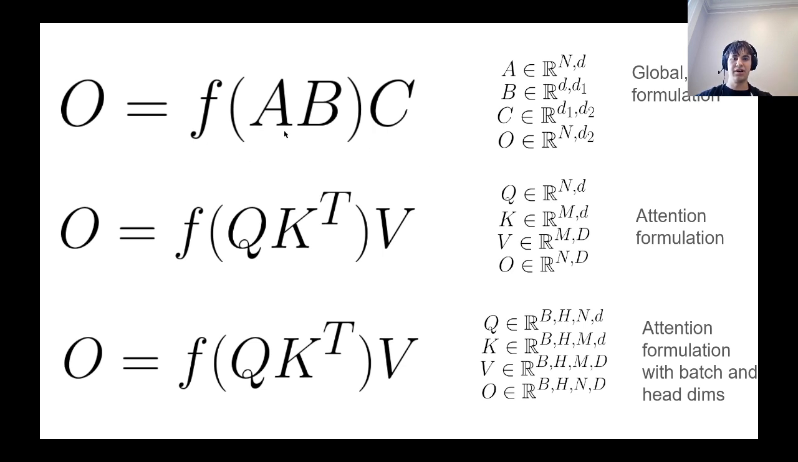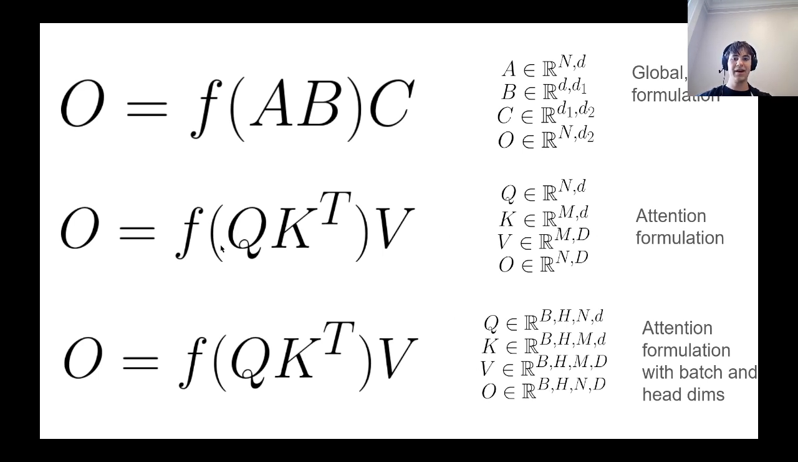Attention in its most general form is a function on this inner product of two matrices. You have this A matrix and this B matrix, you do an inner product on those, and then you do another inner product on C. So it's just two matrix multiplications, where the first has a function around it, and then you do another matrix multiplication. I'm going to be talking about the second one mostly. This third one also exists.